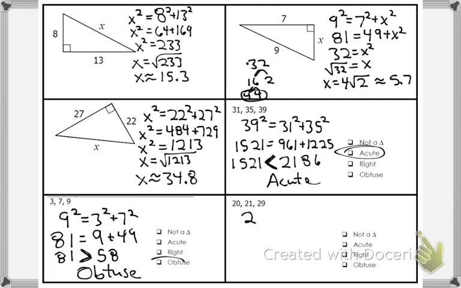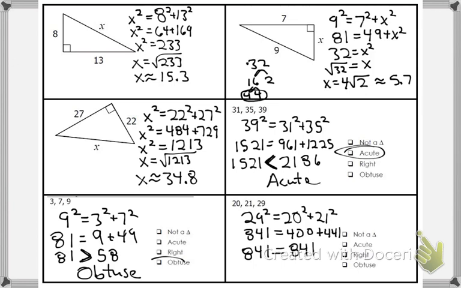Last one, we have 29 squared equals 20 squared plus 21 squared. 29 squared is 841. 20 squared is 400, and 21 squared is 441. If we combine the right-hand side, we have 841, and it's equal, so that's going to make it a right triangle because it is equal values where the longest side squared is equal to the sum of the other two sides squared.